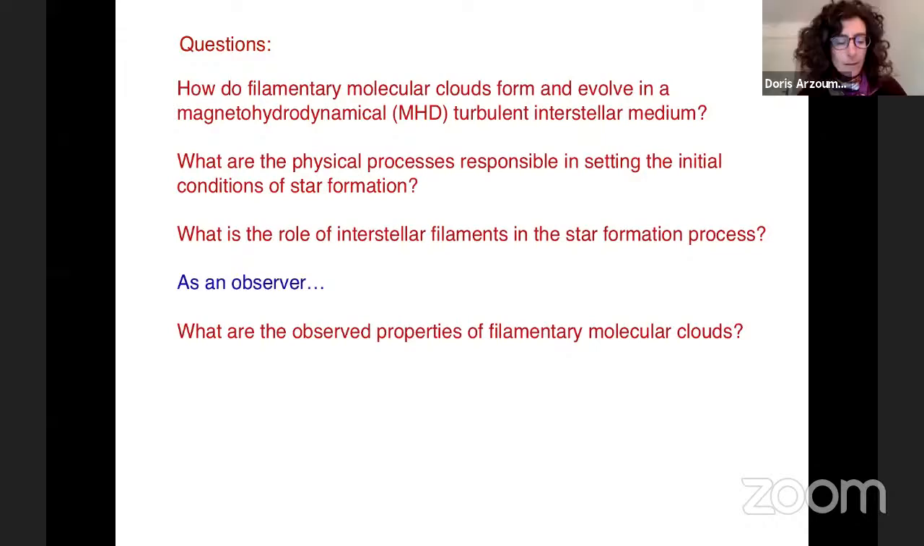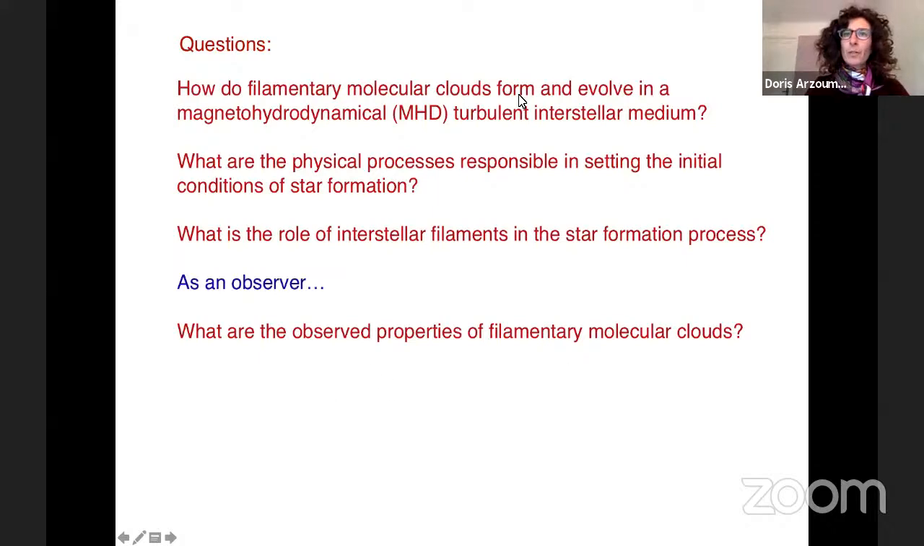Ma'am, excuse me. Exactly what elements are these filamentary molecular clouds made up of? Okay, I will continue and you will have the answer to your question a bit later. And if not, you can ask me again.